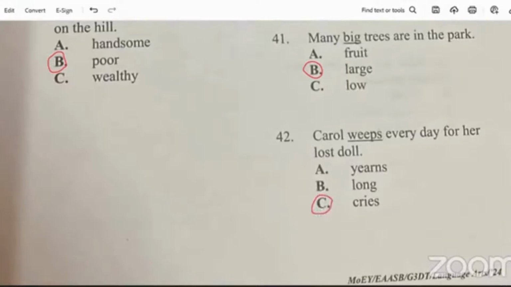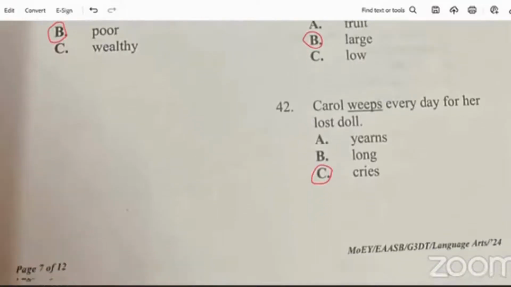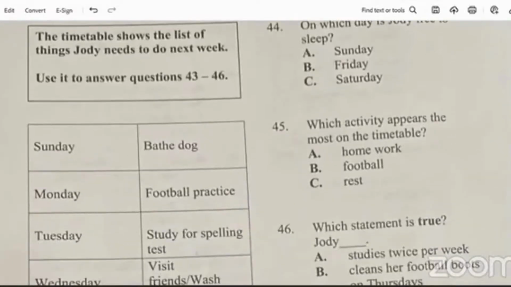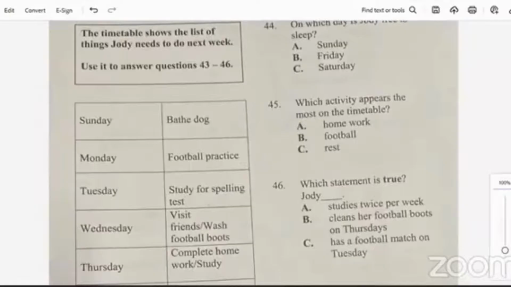All right, so we are pretty much two-thirds of the way through the paper. Just a few more to go. Let me make this a little bit smaller. So the timetable shows the things Jody needs to do next week. Use it to answer questions 43 to 46.